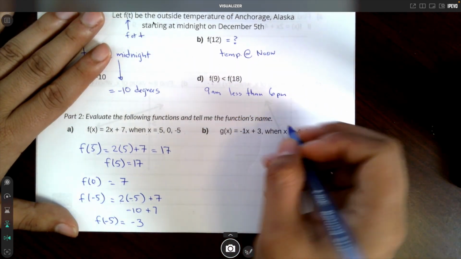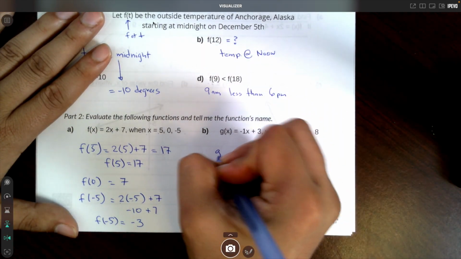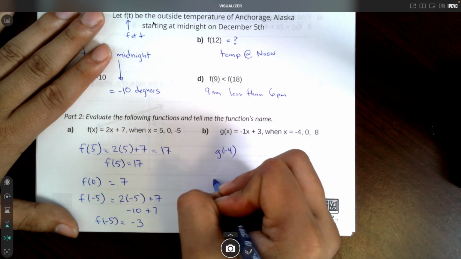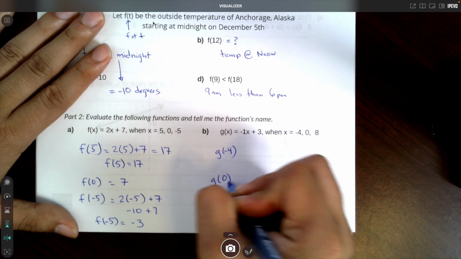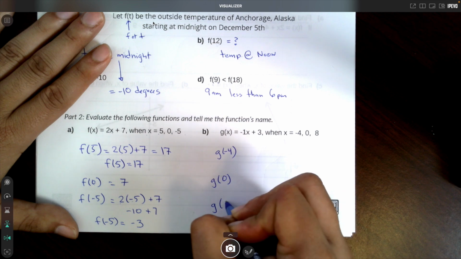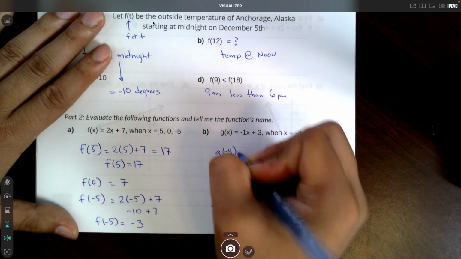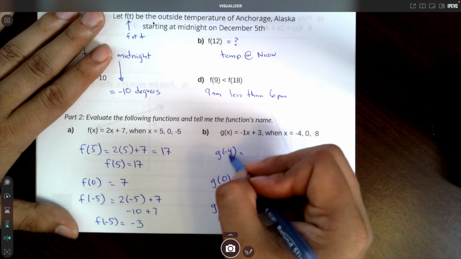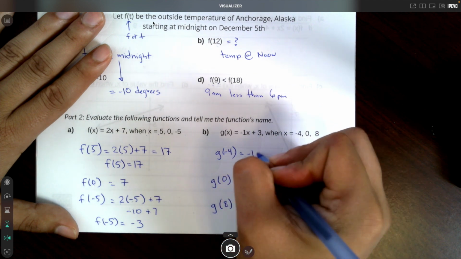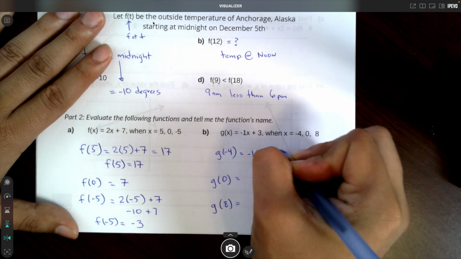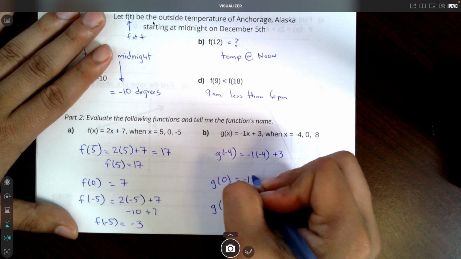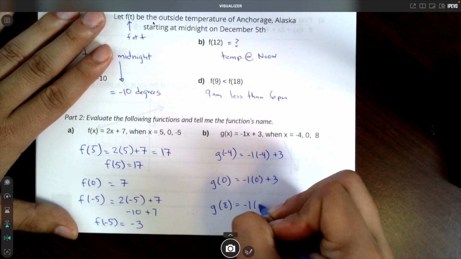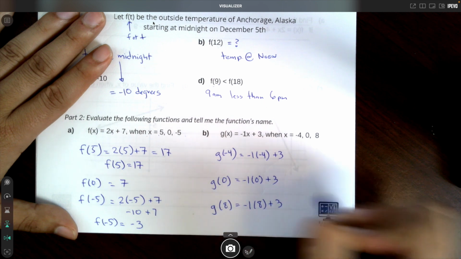So I'm going to want you guys to find g of x when x is negative 4, when x is 0, and when x is 8, okay? So all you do is replace your x with whatever number was in the parentheses. So this is negative 1 times negative 4 plus 3. Negative 1 times 0 plus 3. Negative 1 times 8 plus 3.